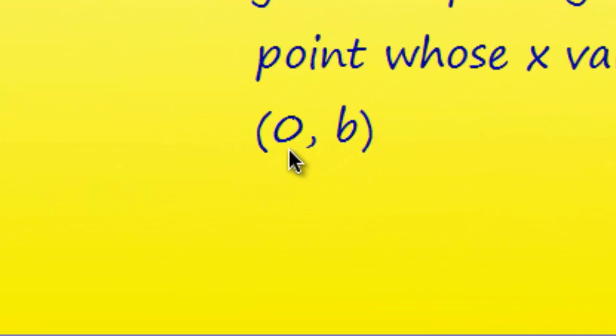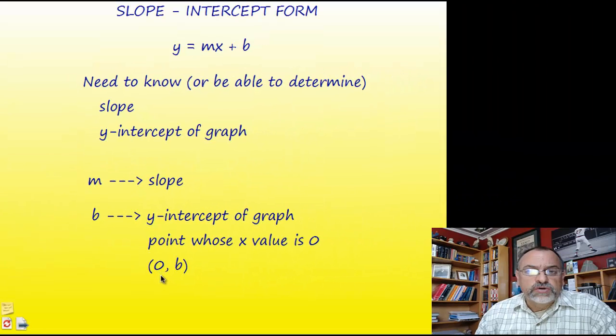And then here's the key point about the intercept. You'll notice that the intercept has the coordinate (0, b), and that's because the y-intercept of every linear equation has an x-coordinate of 0, because it's on the y-axis, and the x-coordinate of the y-axis is 0. So every y-intercept is going to have an x-coordinate of 0. So if you're given the points of a graph, and you notice that one of the x-coordinates is 0, you should make the connection that that y value is the b, or the y-intercept of the graph. So it's very important that you understand that.